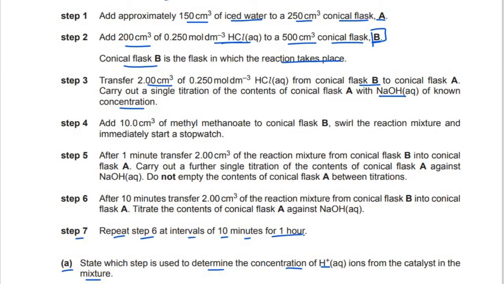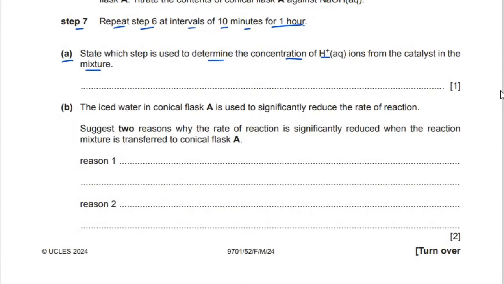You can see that initially in conical flask A we added only 2 cm³ of hydrochloric acid and carried out the titration with NaOH. So this is the step where we are trying to find out what volume of NaOH is required to neutralize the acid, the concentration is already given. That is the first titration, because you can see the methyl methanoate, the ester, is not added in the titration done in step 3. So our answer to sub question A is step 3.